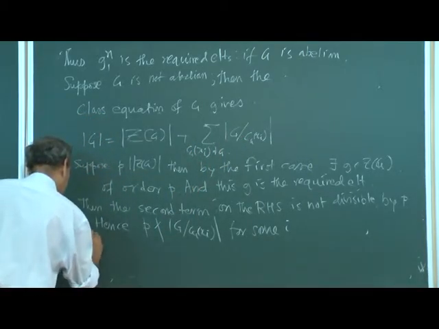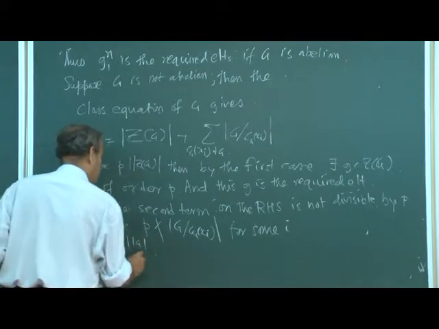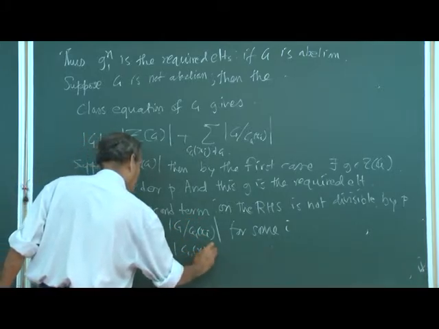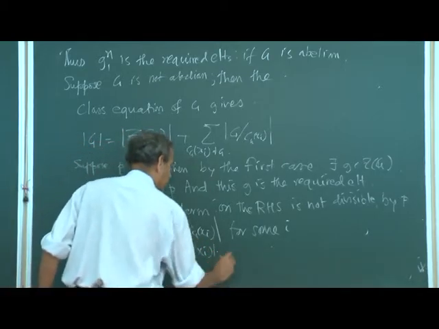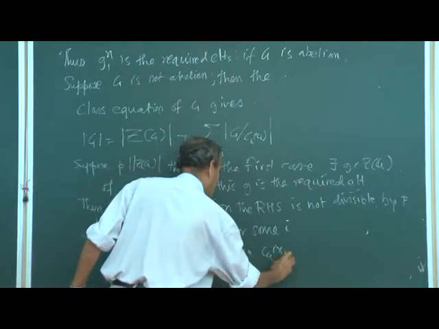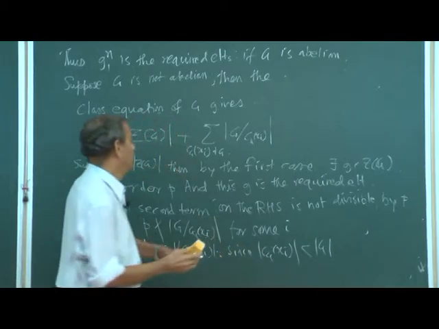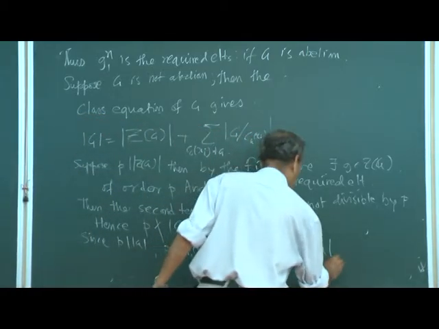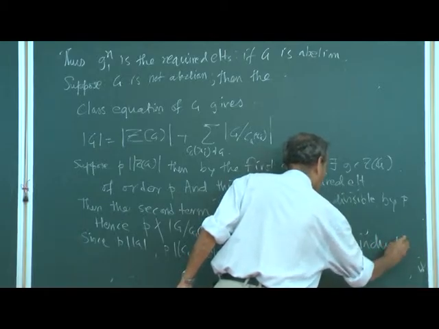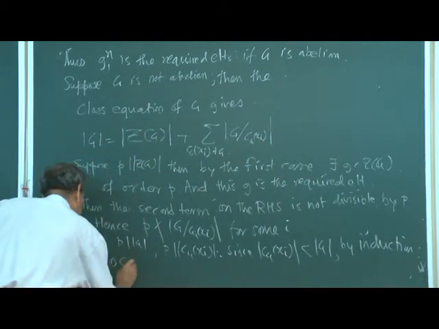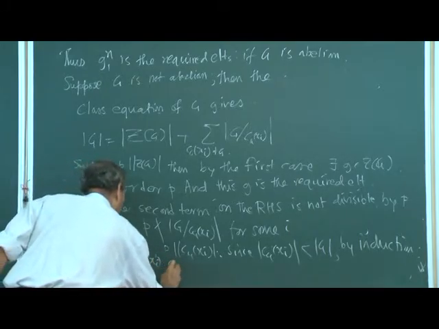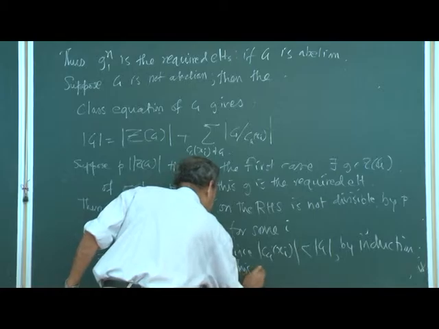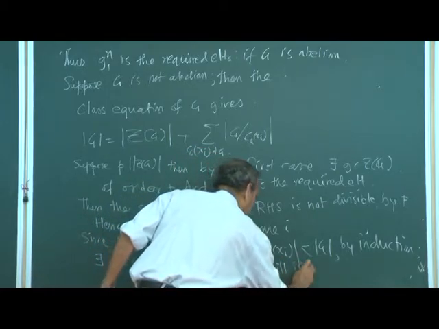But since P divides mod G and P does not divide this, therefore P divides mod CG of xi. Since mod CG of xi is less than mod G, we have CG of xi is not equal to G, so the number of elements in CG of xi is not equal to mod G. By induction, there is a g in CG of xi of order P, and this g will serve our purpose.